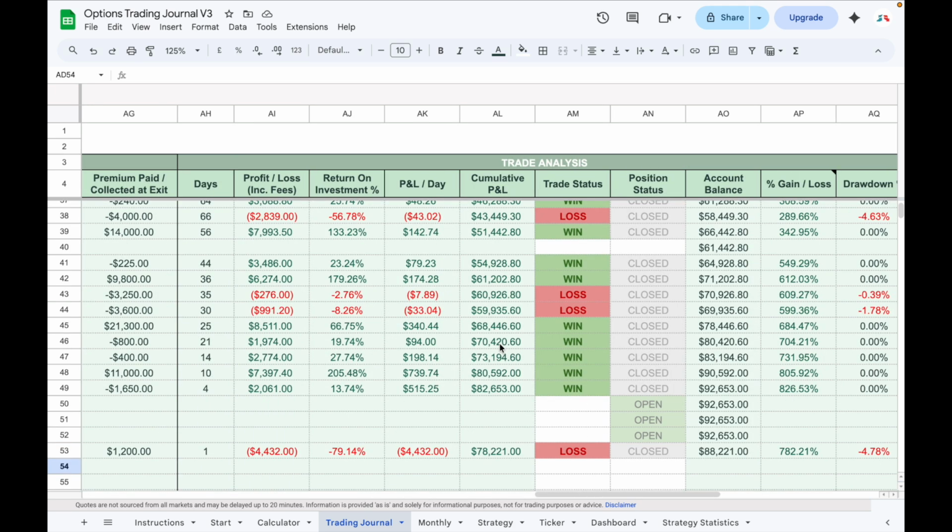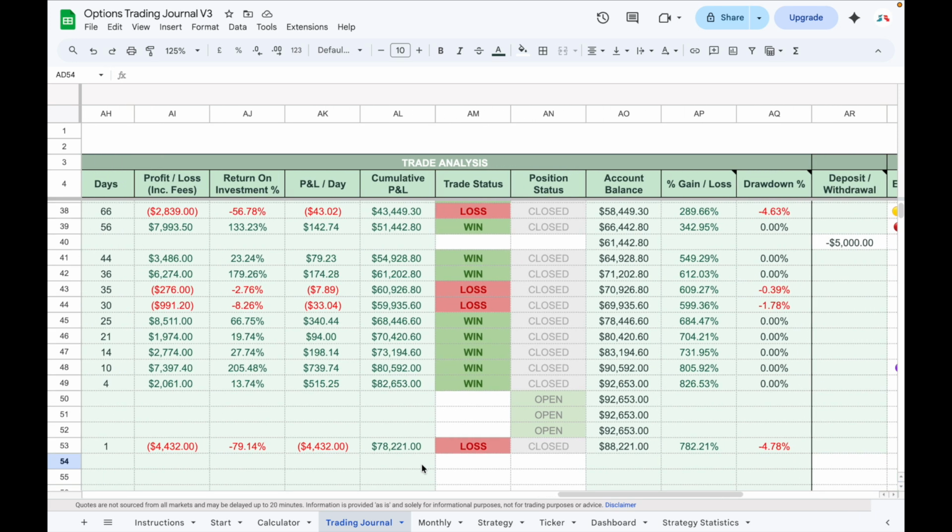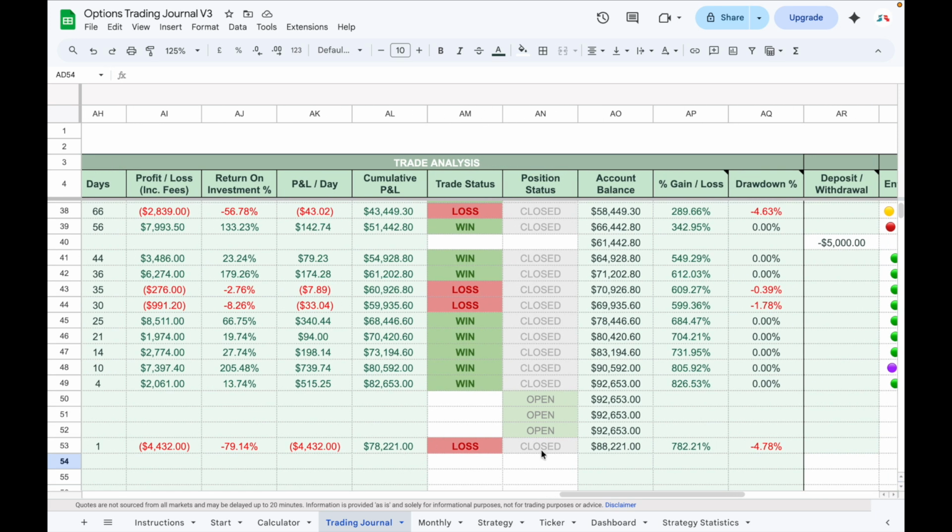Next is the trade analysis, which is fully automated. It shows important trade statistics such as number of days in the trade, total profit and loss including the fees, return on investment percentage based on broker collateral, P&L per day, cumulative P&L, trade status, and the position status.